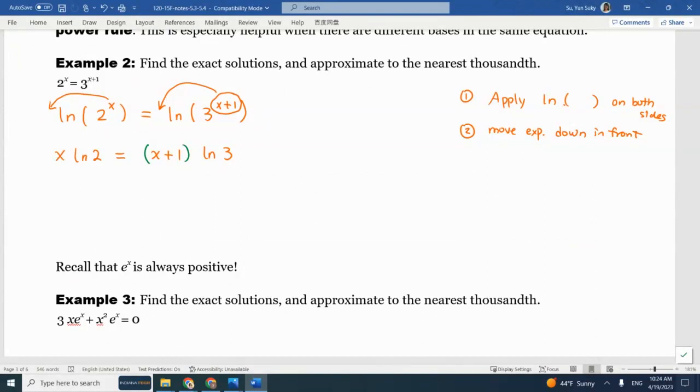Okay? Now, we want to solve for x, right? So that's why we want to distribute. Okay, so distribute.